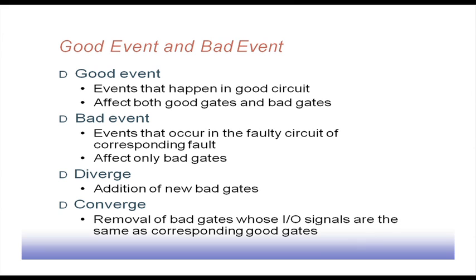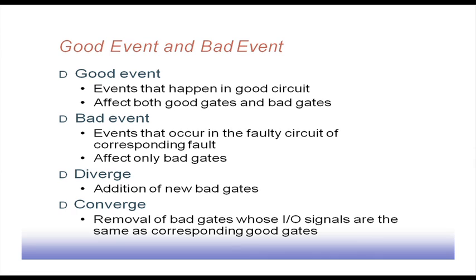Then there is the bad event: events that occur in the faulty circuit of the corresponding fault. So, if due to some fault some event has occurred, some output has changed from 1 to 0. For example, if a certain gate has been assumed to be stuck at 1, as a result the input of some other gate has changed. That other gate needs to be simulated. So, those are the events that occur in the faulty circuit of the corresponding fault. That is a bad event, and it will affect only bad gates. Good gates need not be simulated again.